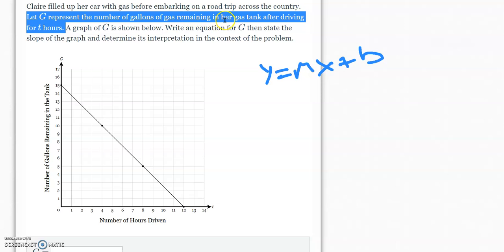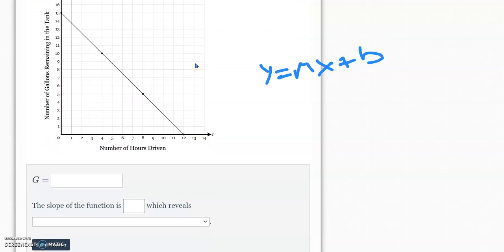That's how much gas is remaining after t hours. So hours is the numbers on the bottom, and that's key information here. Let's take a look. We're going to try to put in the equation, G. It's kind of like y equals in this case.